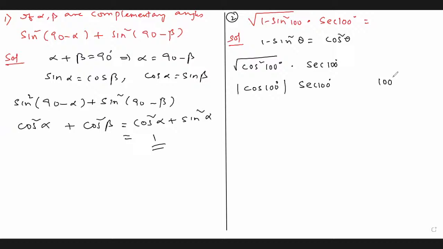100 degrees belongs to the second quadrant. In the second quadrant, cos is negative, right? So you are going to get minus cos 100 degrees into secant 100 degrees, which is equal to minus 1. Take this one. Generally, you are going to write cos 100 into secant 100. You won't take the negative here, okay? Then the problem becomes wrong. Take down this problem.